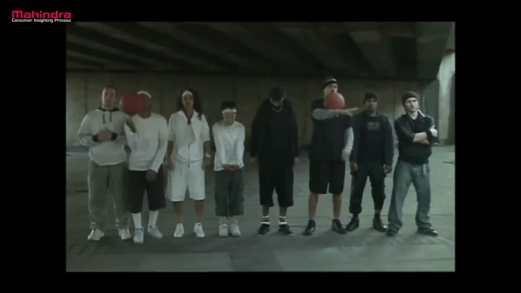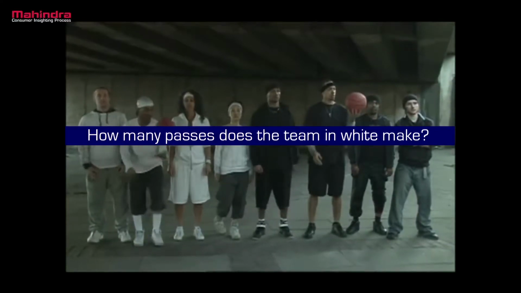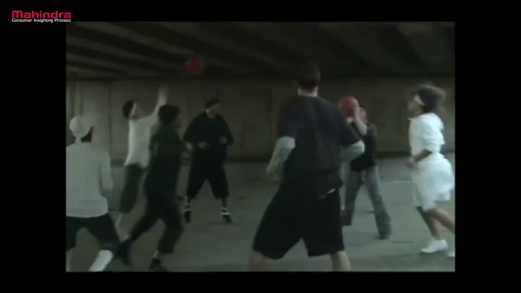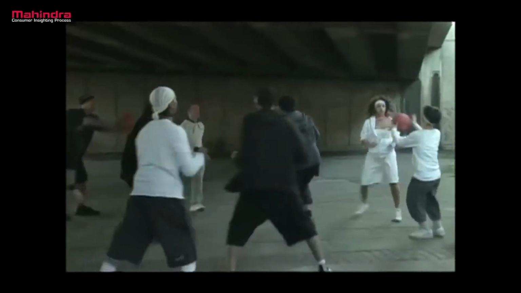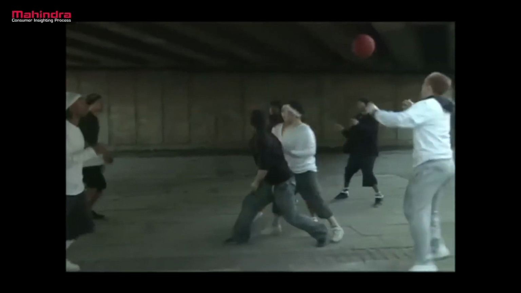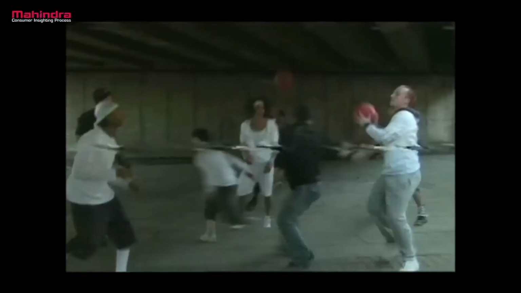This is an awareness test. How many passes does the team in white make? The answer is 13. I am sure most of you missed the moonwalking bear in the video. Let's have a look again.